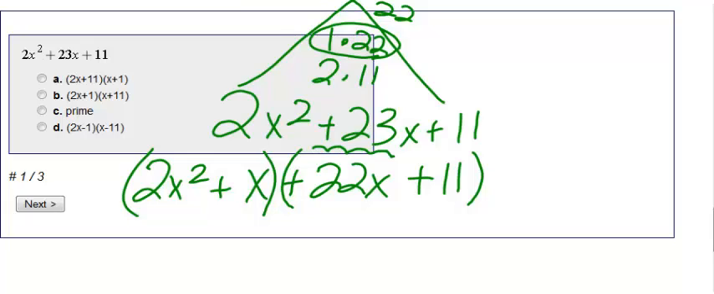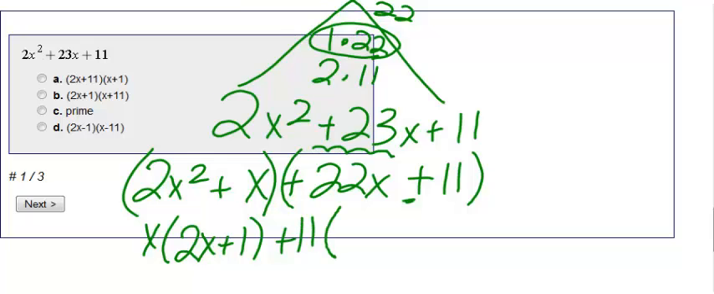In my first set of parentheses, I need to pull out what I can pull out. In this case, I can pull out an x. Therefore, when I pull out an x, I'm left with 2x plus 1. Do not forget that 1. I want 2x plus 1 here. I don't need to change the sign, so I know I need to pull out a positive something. And the only thing I can pull out is 11. Therefore, when I pull out that 11, I'm left with 2x plus 1.